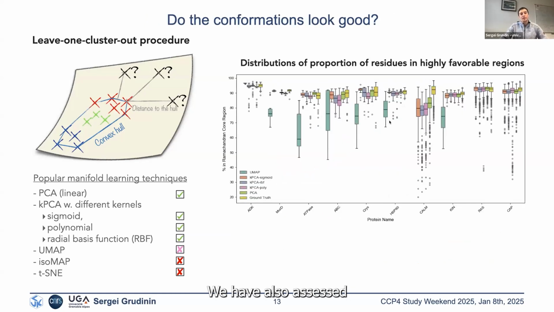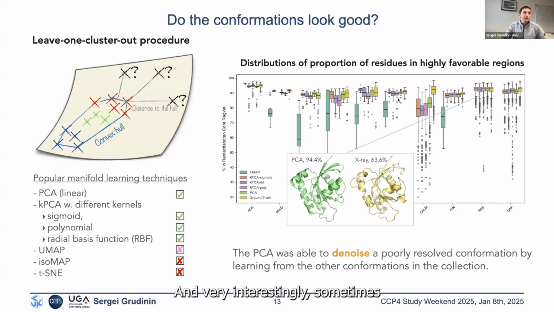We have also assessed the stereochemical quality of the reconstruction. We have tried different metrics. Here I show the Ramachandran statistics. What we can observe here is that for all the tested cases, UMAP is significantly worse than all other techniques. Otherwise, we don't see a big difference between the linear PCA and the kernel PCA. Sometimes linear PCA is better, sometimes kernel PCA is better. And very interestingly, sometimes the reconstruction improves the crystallographic quality because of the denoising effect.